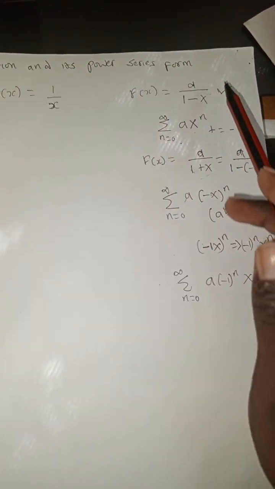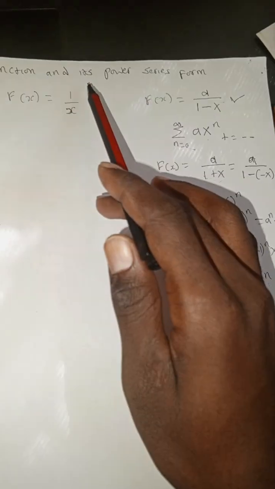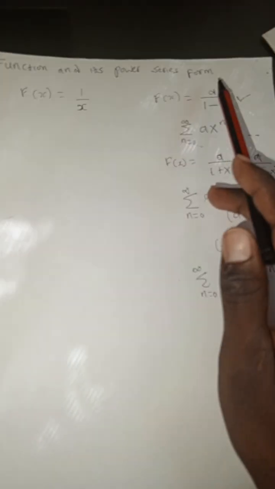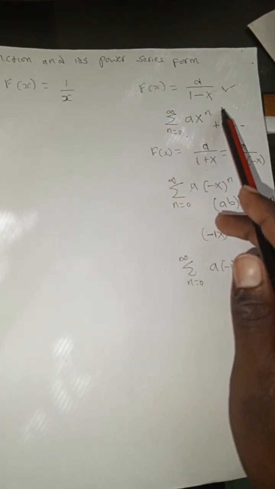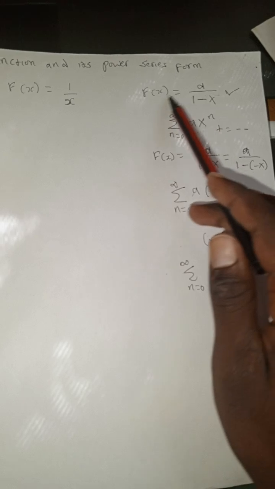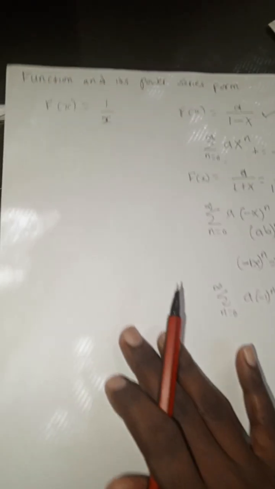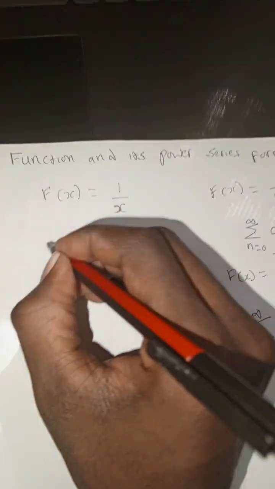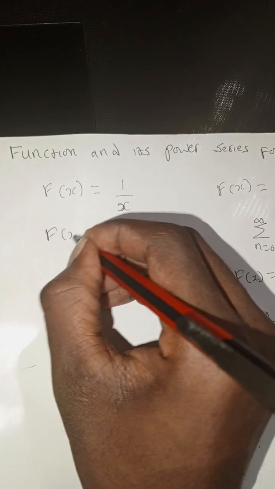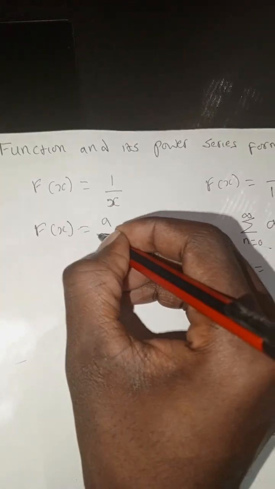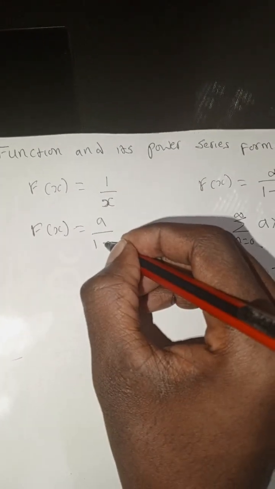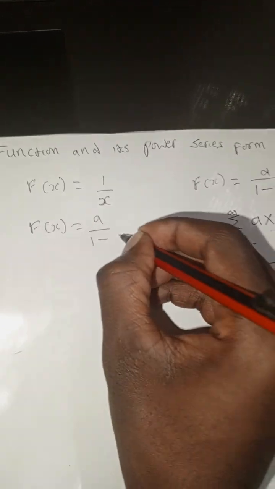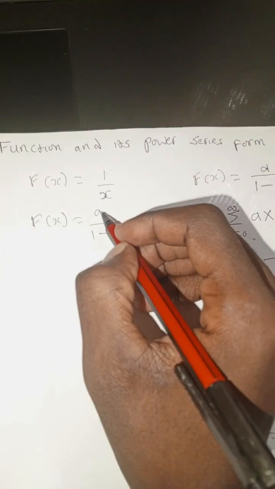So now we are going to turn this function into this form so that we can just write it using this form. So that being said, let's now concentrate on our question. We know the form we are trying to put this function into. It's a form where we have a over 1 minus x. Now a is a number.